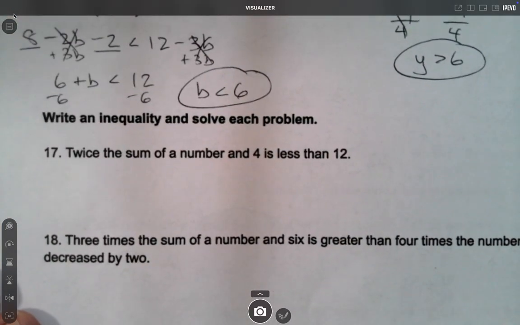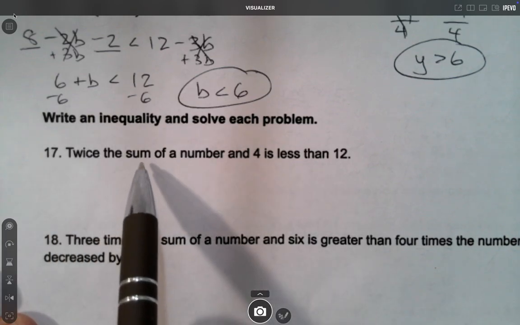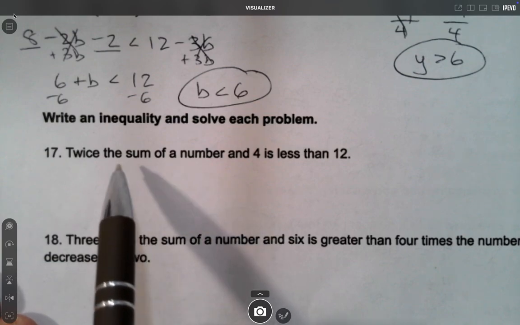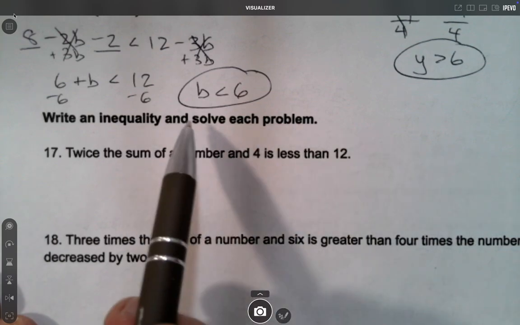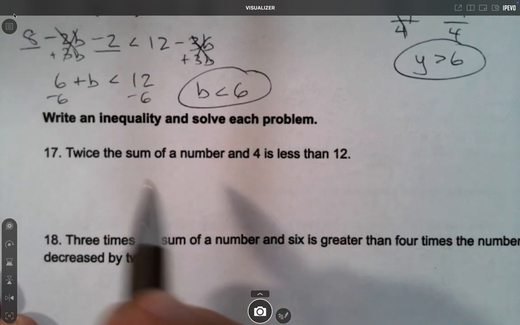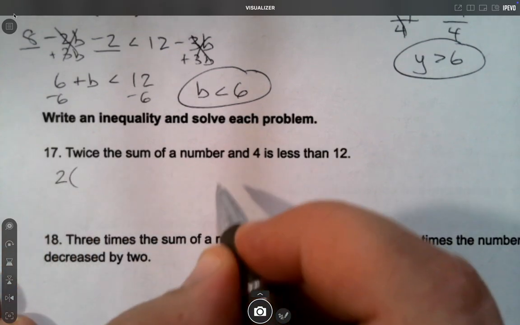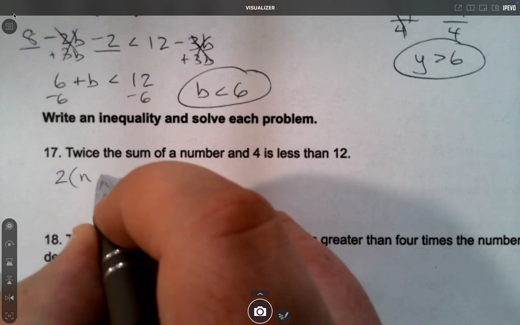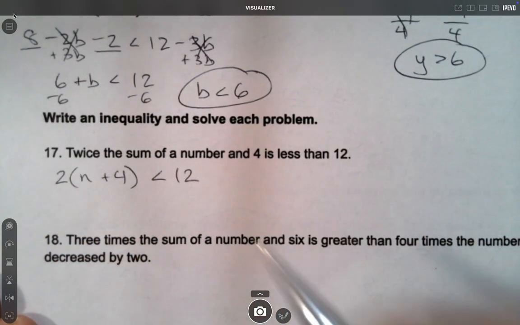Okay, 17. When they talk about multiplying by a sum or multiplying by a difference, that means you're going to have to use parentheses. So these also are going to require distribution, or the distributive property, once we write the inequality. So twice the sum, so 2 times parentheses, the sum of a number and 4 is less than 12.